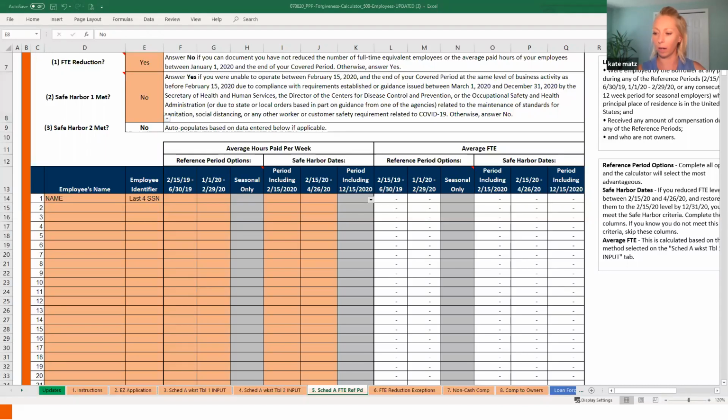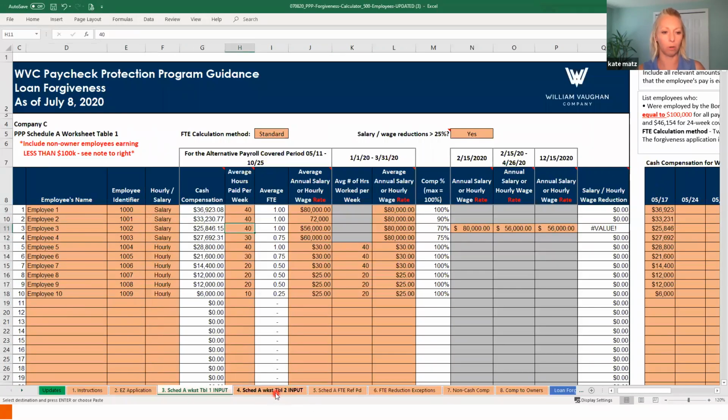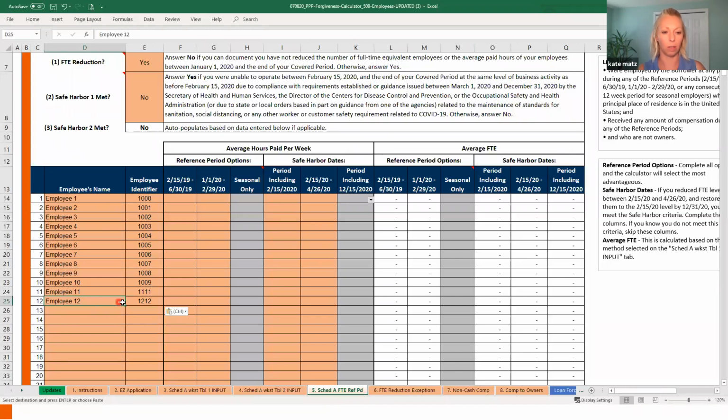So let's go ahead and put our information in here. So for our company C, we're going to say that we had all of the employees that we had during our covered period. They also worked for us during our reference period. And we do have one additional employee, this employee 12, that was not on tab 3 or tab 4 for our covered period. So this is our employee that retired at the end of 2019. So we're going to include that person in here.